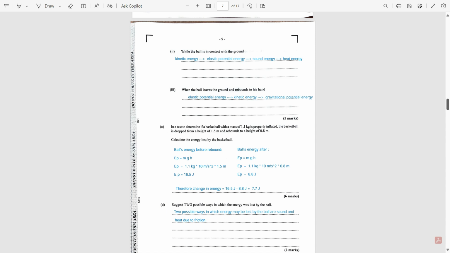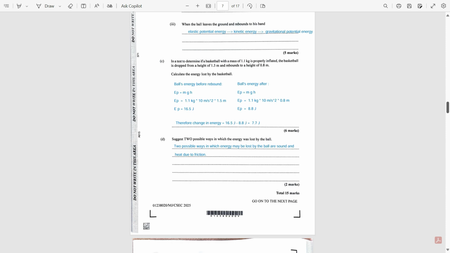When the ball leaves the ground and rebounds to his hand, we have elastic potential energy, kinetic energy, then gravitational potential energy. In a test to determine if a basketball with a mass of 1.1 kilograms is properly inflated, the basketball is dropped from a height of 1.5 meters and rebounds to a height of 0.8 meters. Calculate the energy lost by the basketball.